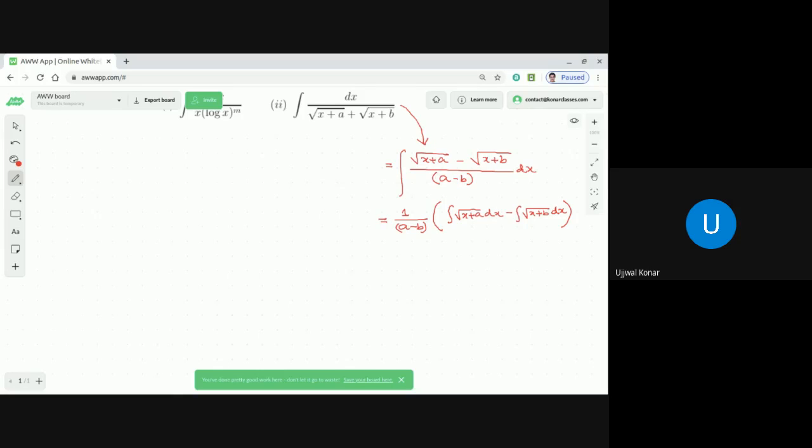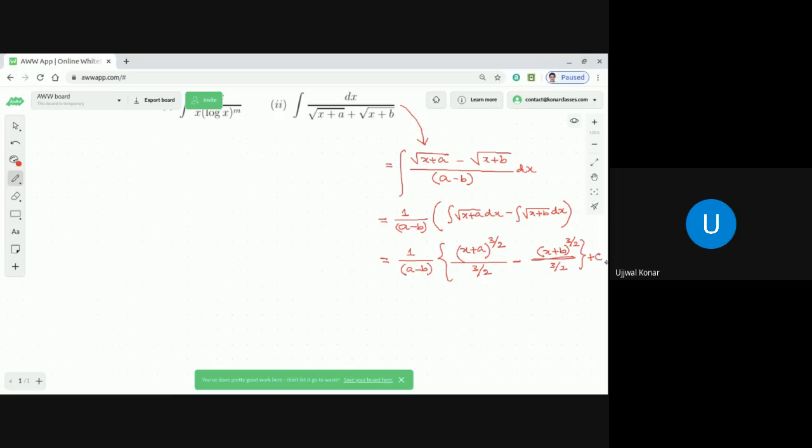Correct. Go ahead. So then it is equal to x plus a to the power 3 by 2, divided by 3 by 2. Fantastic. And all of you understood why it is so? Srijita, you understood why it is x plus a to the power 3 by 2? Yes, sir. Minus here also. Here it is x plus b to the power 3 by 2 divided by 3 by 2, plus c.